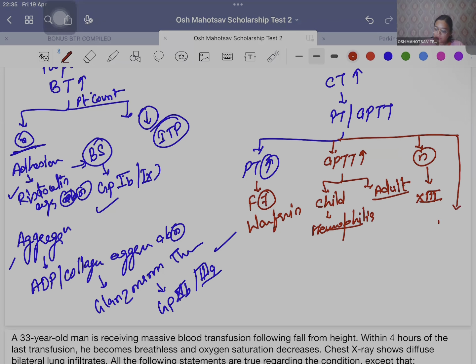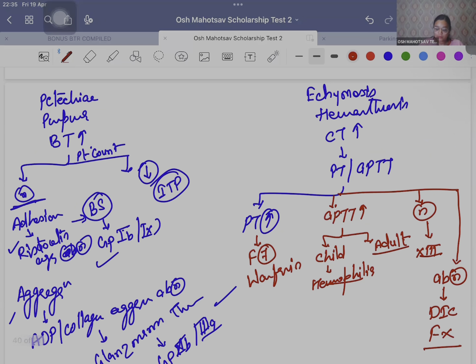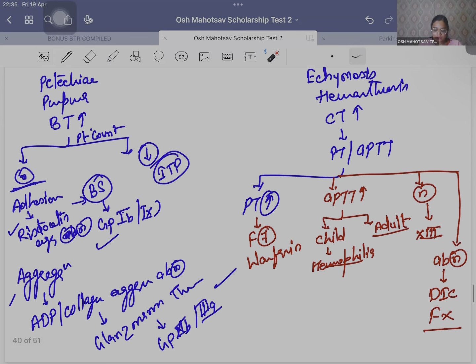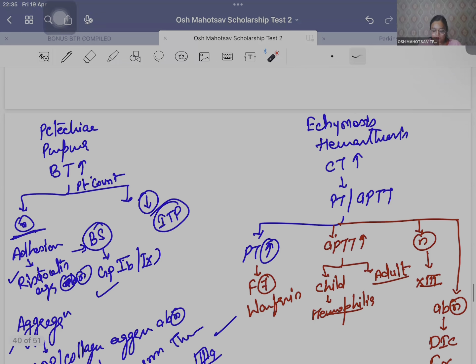But if both are abnormal, then we have to check for other conditions. It can be seen in DIC, factor 10 deficiency, and afibrinogenemia. Okay, so this is the gross chart you have to remember. Whenever they write petechiae, purpura, bleeding time, then the disorder is mostly with the platelet. If they write clotting time is more, then the disorder is mostly related to the clotting pathway, either extrinsic, intrinsic, both normal, or both abnormal. So here the diagnosis will be factor 13 defect.